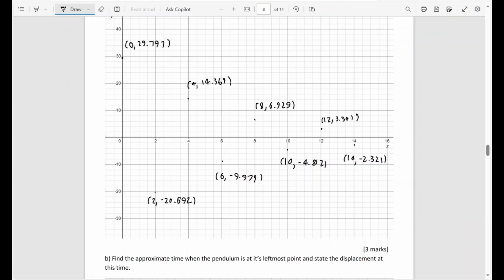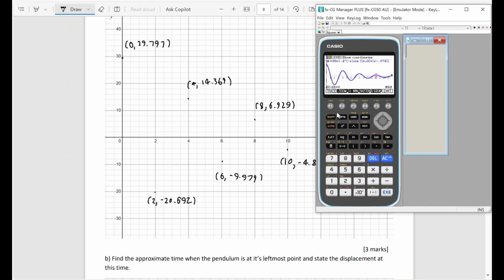So I might actually bump up the window just the tiniest little bit. 16.1. Get that last maximum. 16, 1.612.